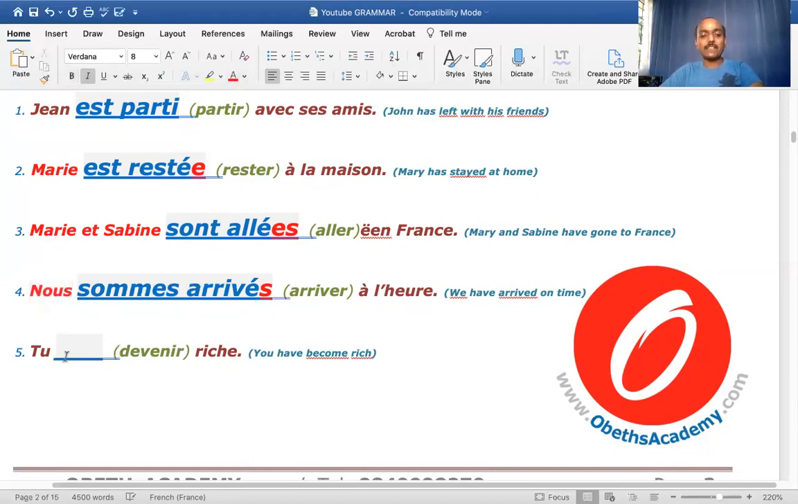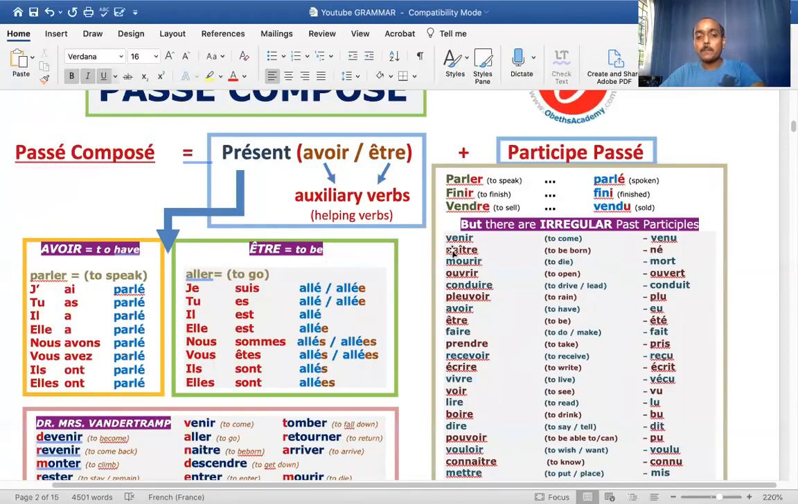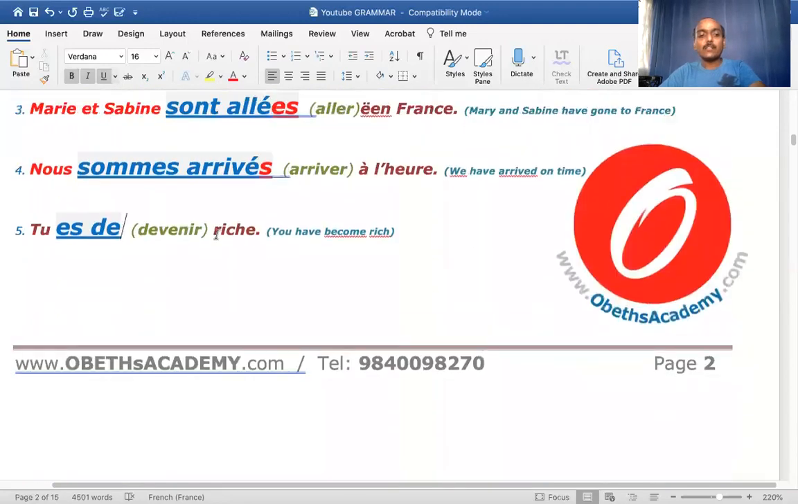The next verb, devenir, for that the subject pronoun is tu. So the être conjugation will be es. And for devenir, you remove ir and put i. That's the general rule, like for finir, you remove ir and put i. But for venir, you can't do it that way. You can't remove ir and put i like how you do for finir. For venir, you have a special past participle, venu. So for devenir, you need to put devenu.